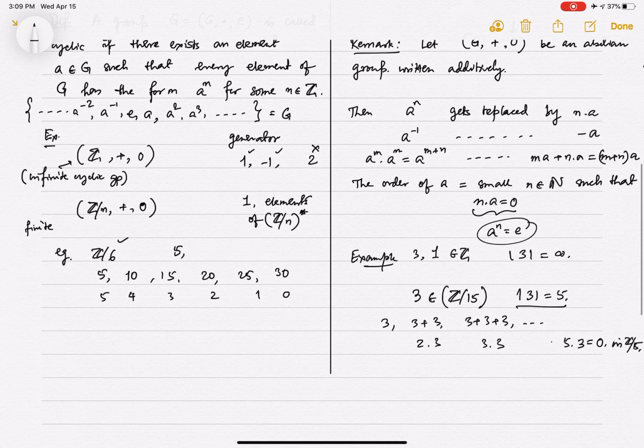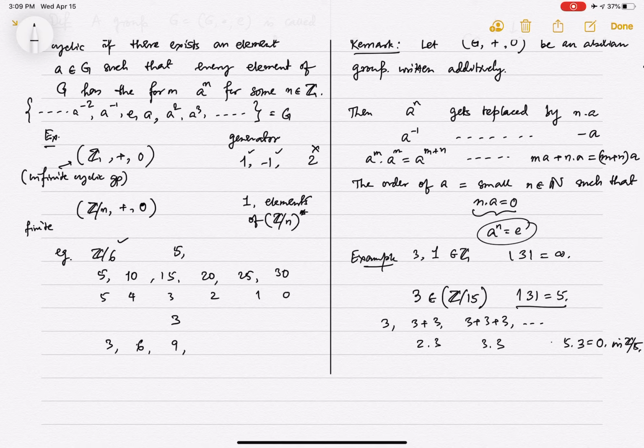But if you start with, say, 3, then you just get 3, 6, 9, 12, etc. But these are just 3, 0, 3, 0 in Z mod 6. So that doesn't give you everything. Yeah, so the generators of this Z mod 6 are 1 and 5.